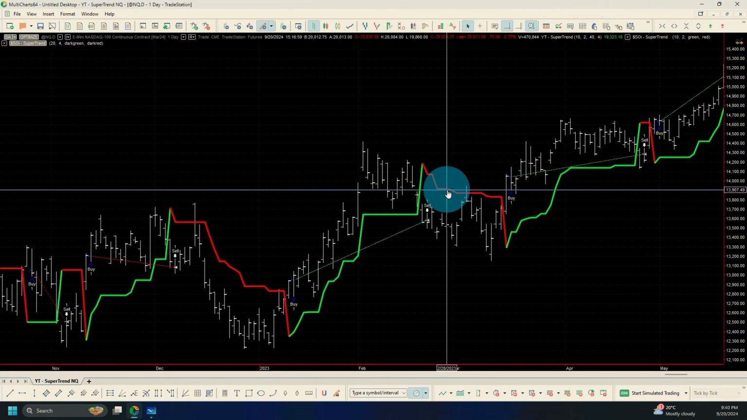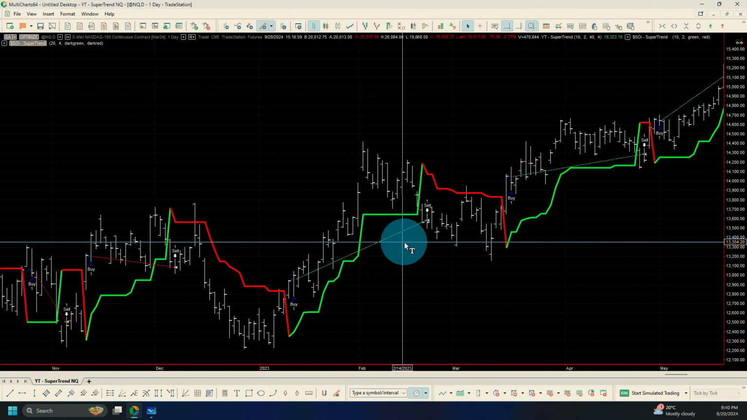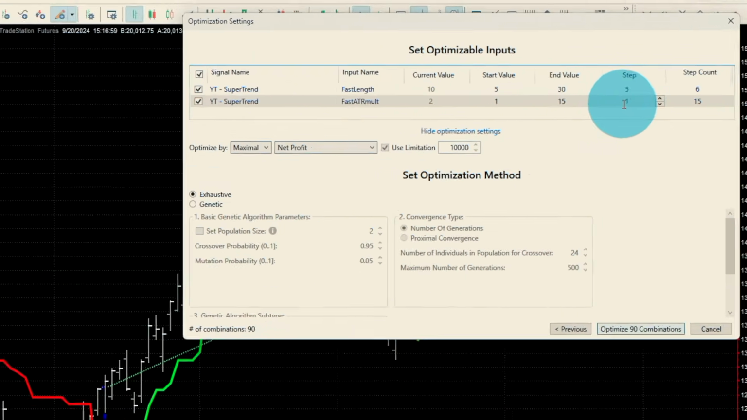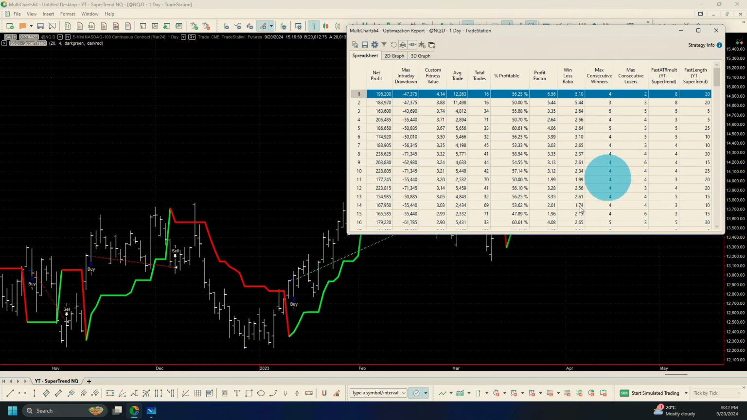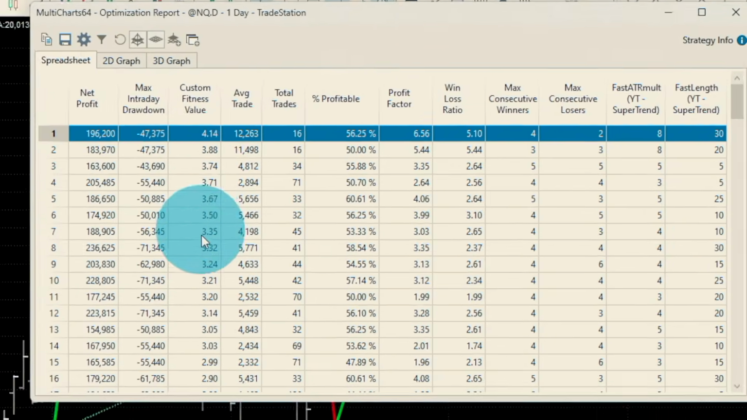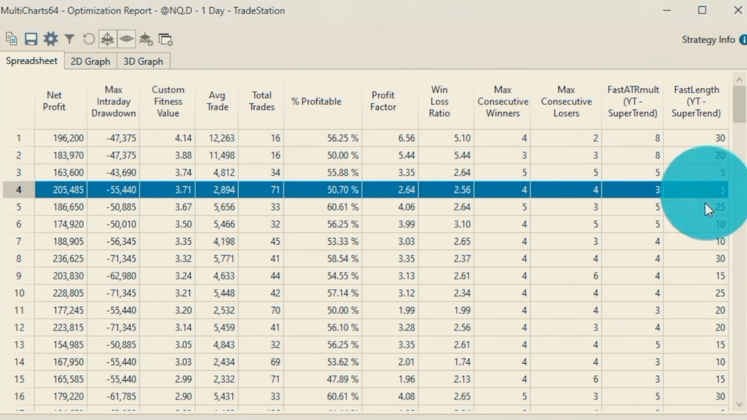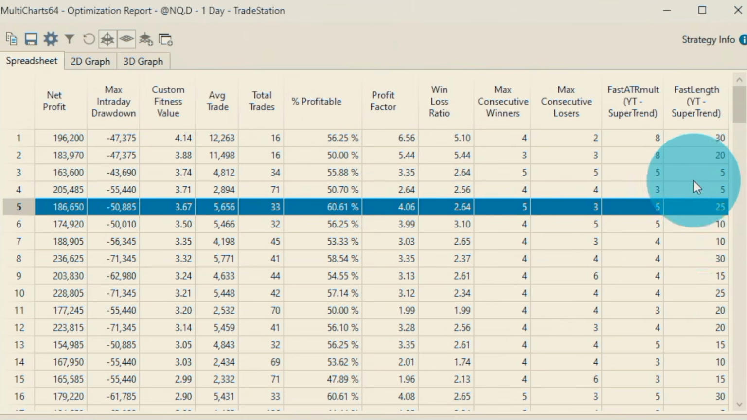Now, of course, we can optimize this. So we can optimize the length of the ATR from 5 to 30, step 5, and the multiplier from 1 to 15, step 1. So overall 90 combinations. And this is the result of the optimization sorted by return to drawdown. And we see at the top, the length is 30, 20, and then a couple of 5, 25. So it's all over the place.